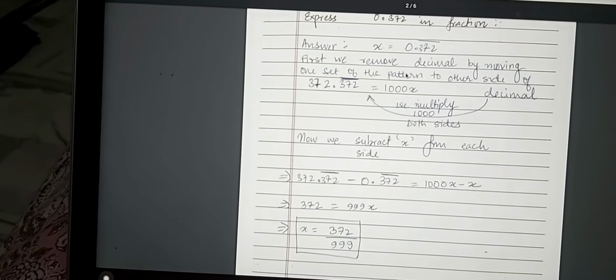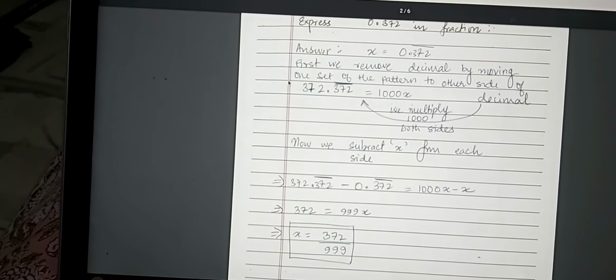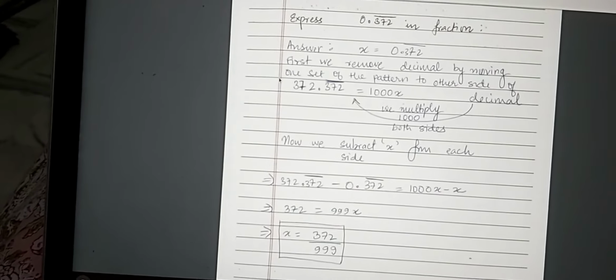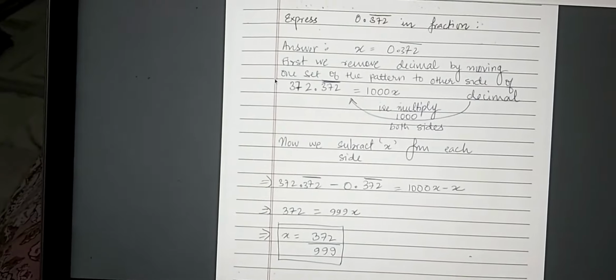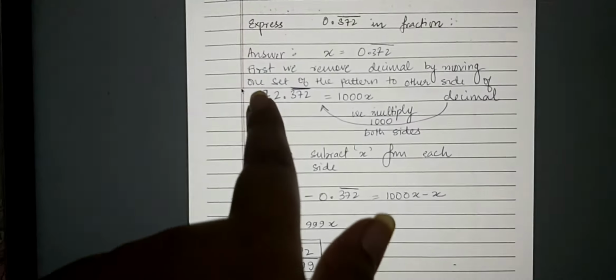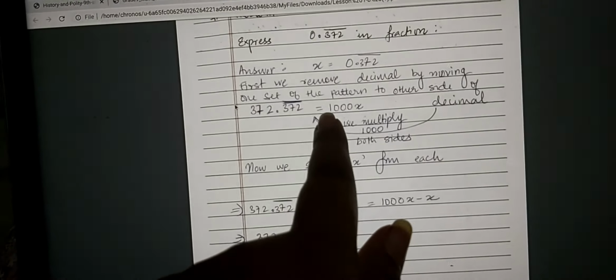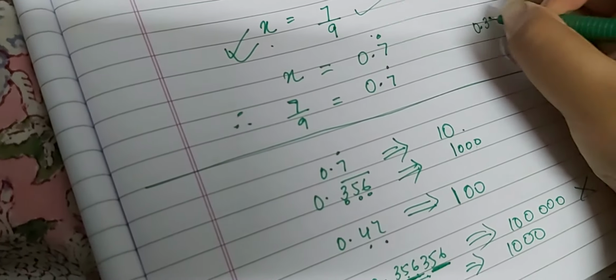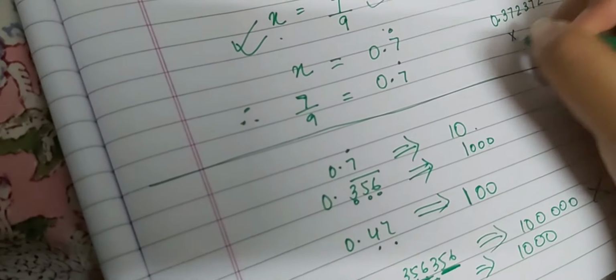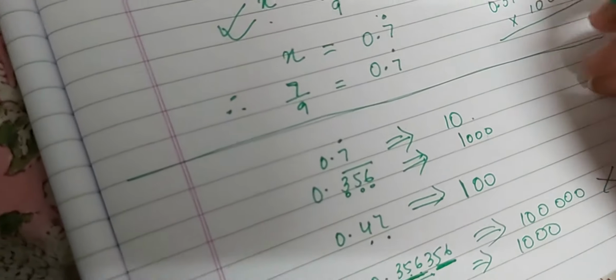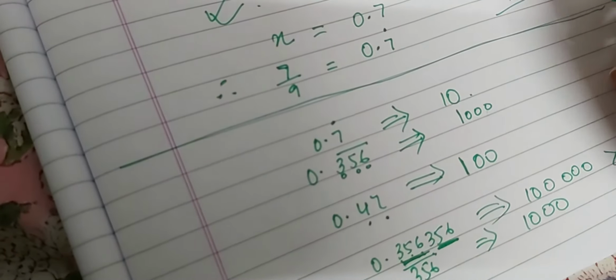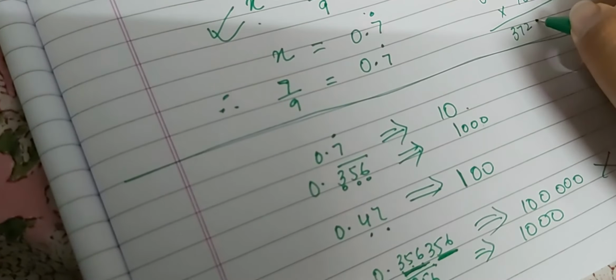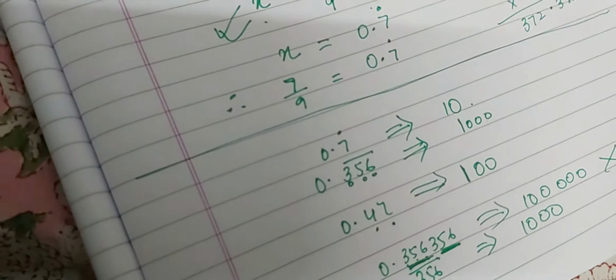Okay, I am going to multiply by 1000 on both the sides. So I am going to do 0.372372 into 1000. I get 372.372 recurring is equal to 1000x. Look, how did I get that? 0.372372 into 1000. Now you're just going to multiply this and you're going to get 372.372 and that will be your recurring.